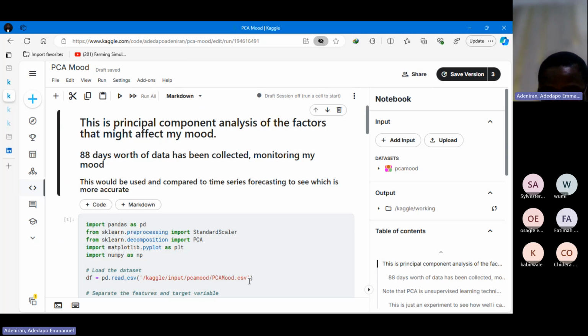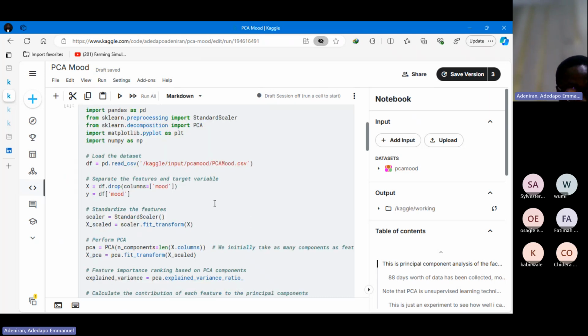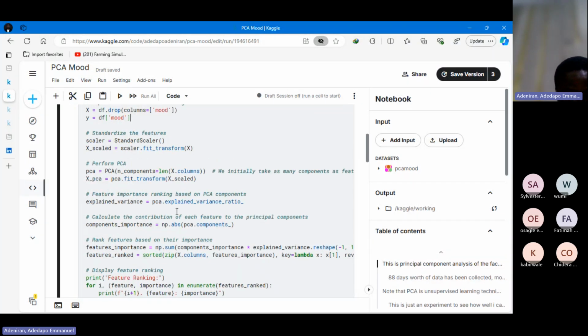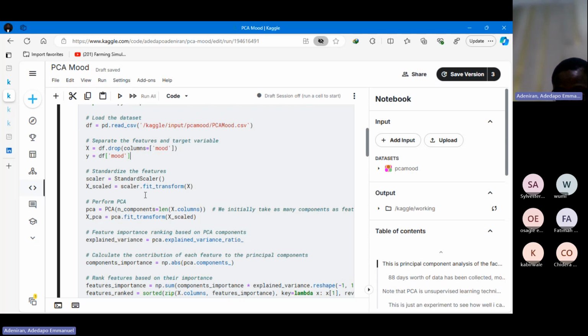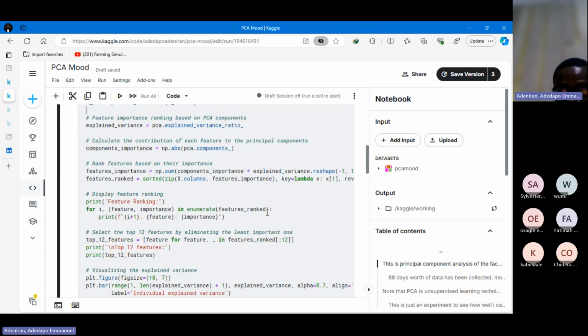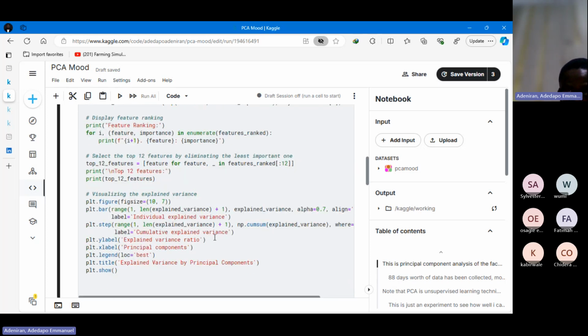So this is an example of using PCA to reduce the number of features in our data sets. Now look at this. First of all, we need to standardize. Remember, I said PCA is one of those things that is affected by the scale. So we need to standardize the features, making sure that they are all within the same standard deviation. And then we perform PCA on it, initially taking as many components as possible. In this case, I'm trying to use PCA to rank the features in the order of importance.